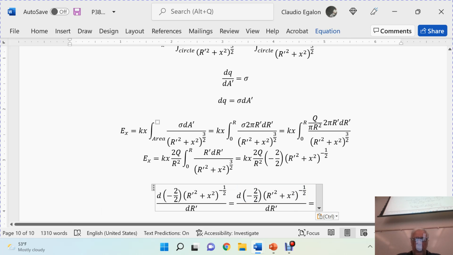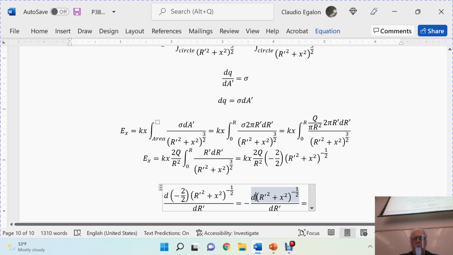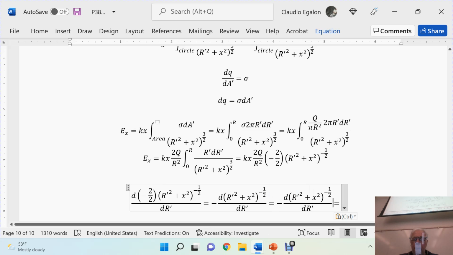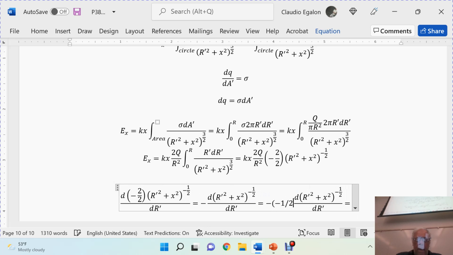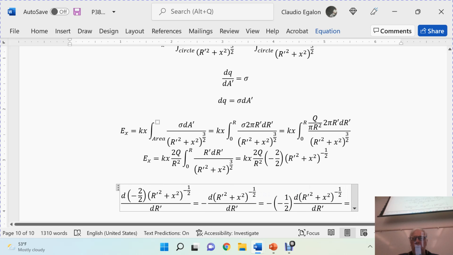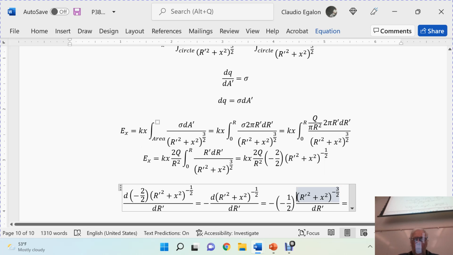The 2 cancels with 2, becomes minus. And now we are left with this one here. Here we go. What do we get? Minus half. I'm just proving to you that what you see here is going to end up becoming that. Minus half. When we differentiate that, this becomes minus 3 halves. I don't need to have my differential there anymore, right?